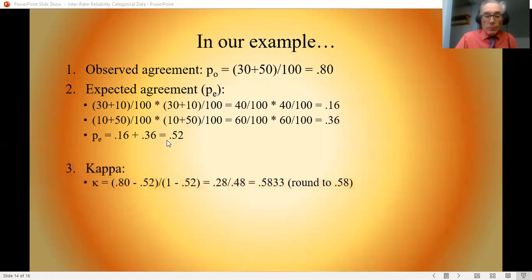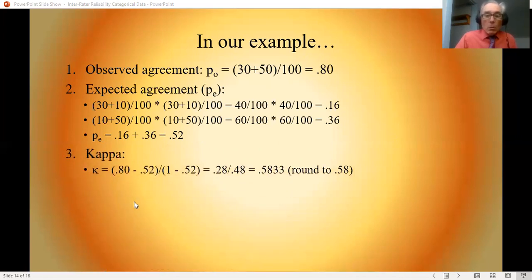So kappa is going to be equal to 0.8, the observed agreement, minus 0.52, the expected agreement, divided by 1 minus the expected agreement, 0.52. Just working through the arithmetic, that's 0.28 divided by 0.48, which gives us a value of about 0.58. So they're doing better than chance, certainly. Chance would have predicted only 52% agreement. They've achieved 80%. And Cohen's kappa is a way of representing how much improvement we are seeing over chance.